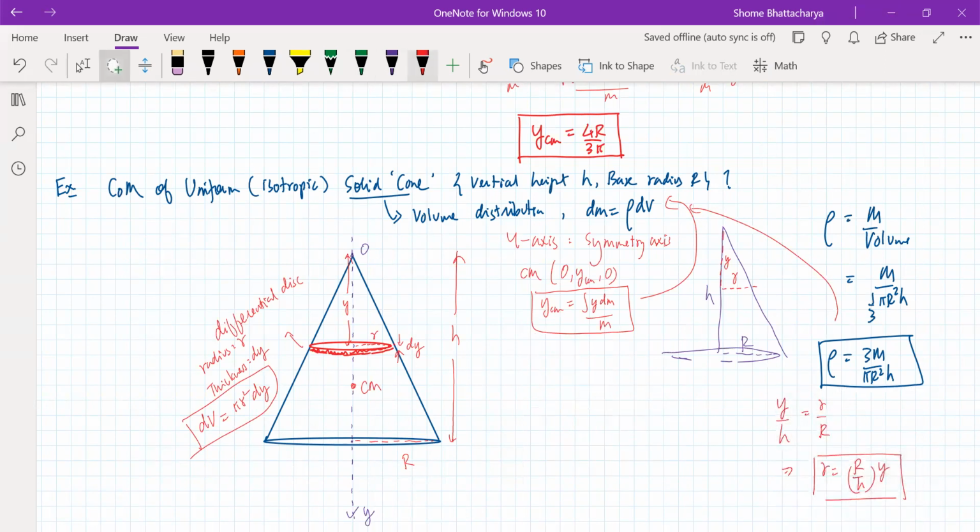Now when we are executing this integration, the center of mass of the disk is at its center only, so we'll let y be the way it is. But dm will become rho dV. Rho is 3M upon pi R square h, and dV we have just seen is pi small r square dy. This will be integrated for all the disks, starting from the one at the top, at the apex, which is y equal to 0, to the bottommost one, at y equal to h.